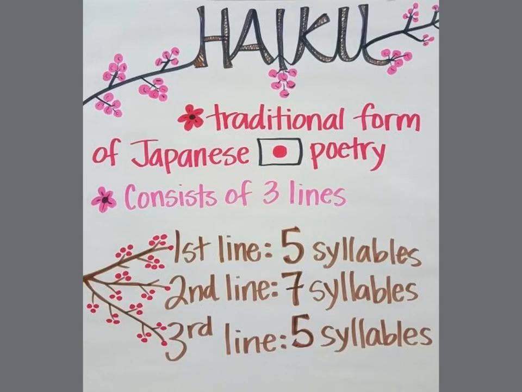The third type of poem you're going to be reading about is called a haiku. A haiku is a traditional form of Japanese poetry. It consists of 3 lines. The first line has 5 syllables, the second line has 7 syllables, and the third line has 5 syllables.